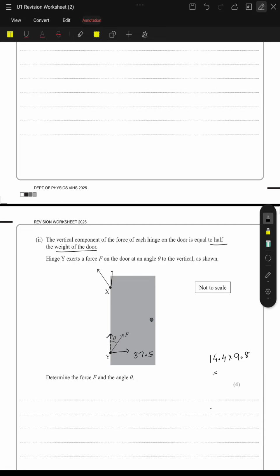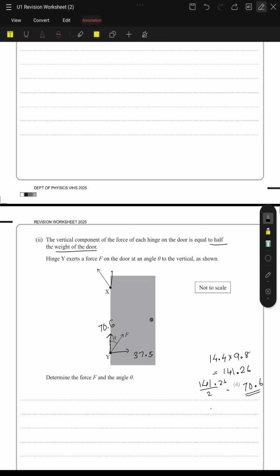So when we are calculating it, we will get a value 141.26. Okay, so you can take half of that value, that is 141.26 over 2, that will be equal to 17.6, right? You are going to get 17.6. So the vertical component of force in each hinge is equal to 17.6. So we will get, this is the vertical component and this is the horizontal component.